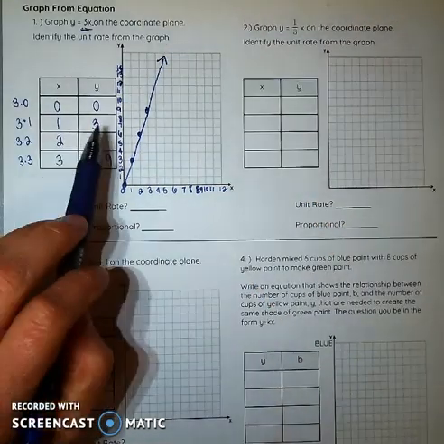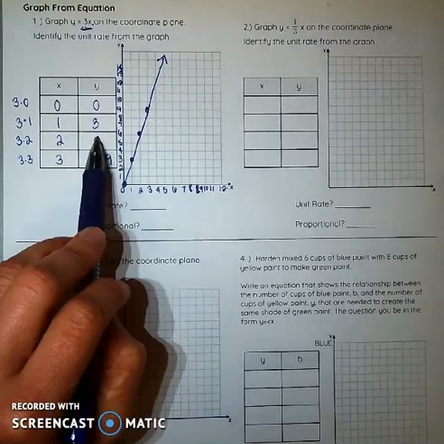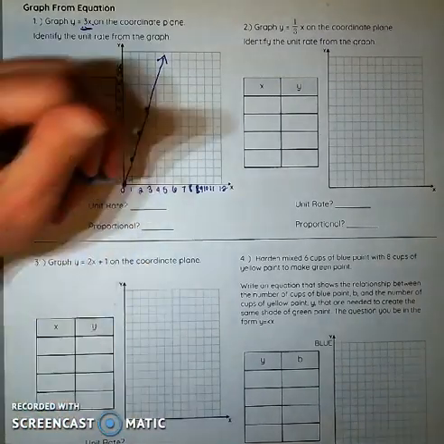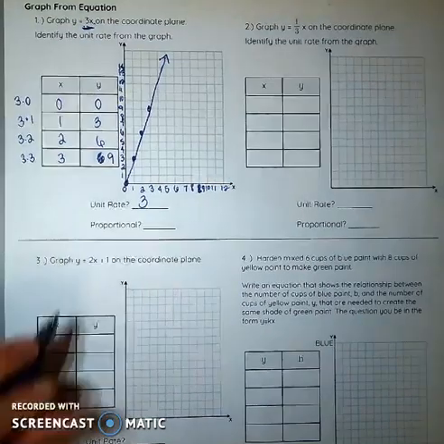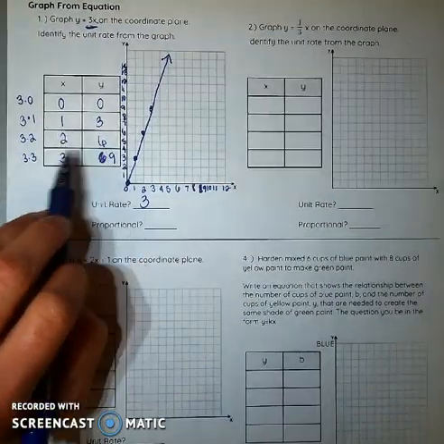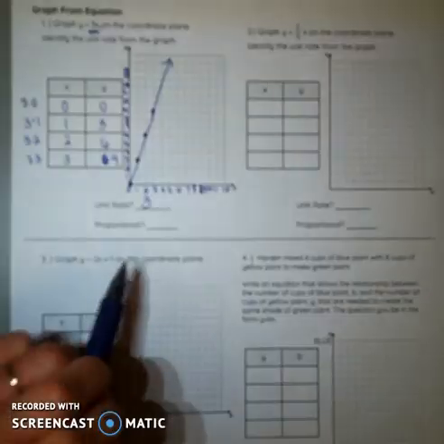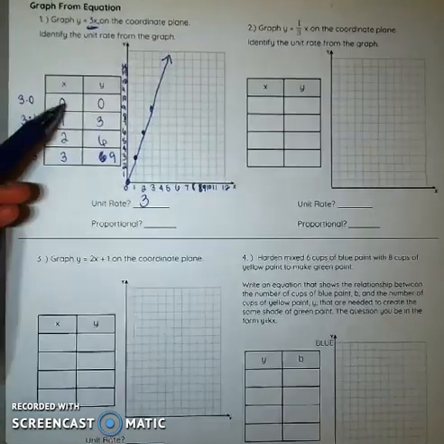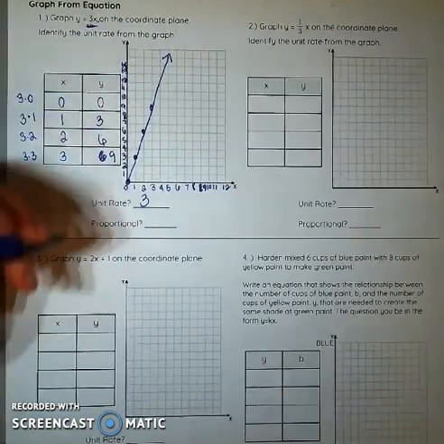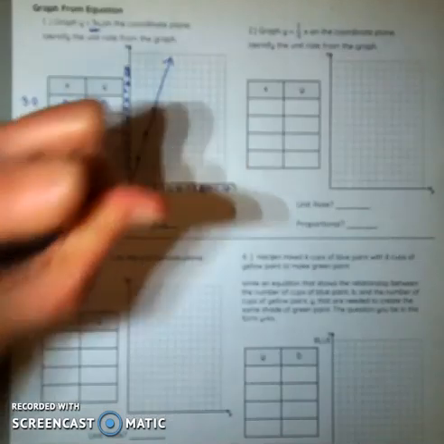And remember that I can find my unit rate where x is 1. So x is 1 where y is 3, so that means my unit rate is 3. I could also do that by taking y divided by x for any point. And I see that this is a proportional graph because it started at 0, 0 and went through the origin, so yes, it is proportional.